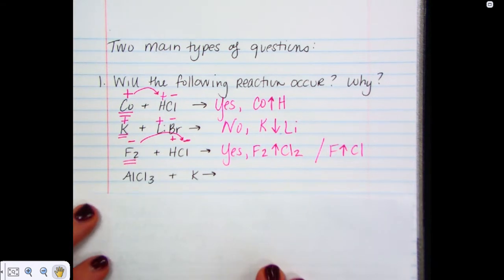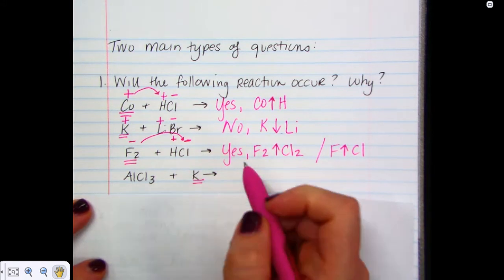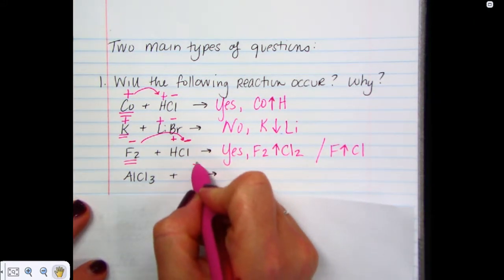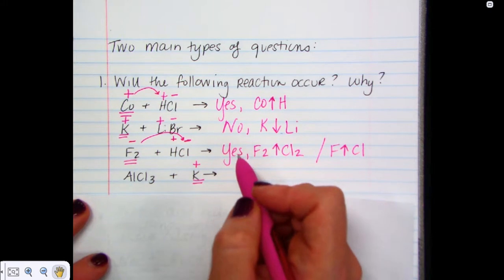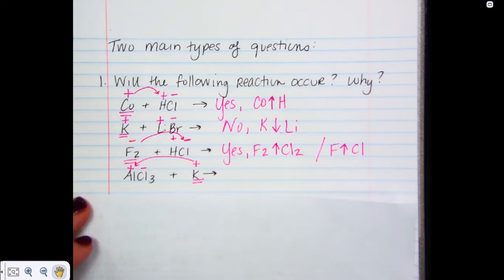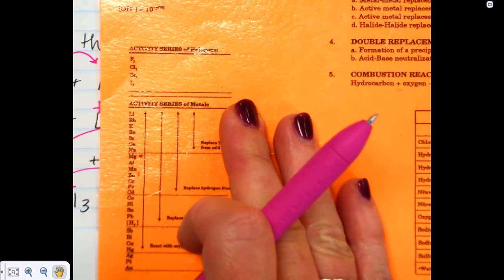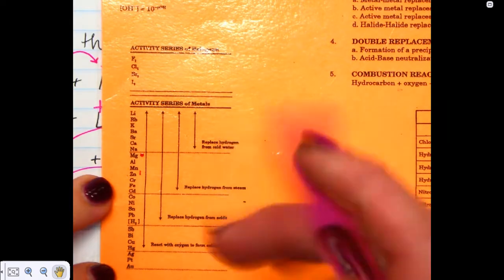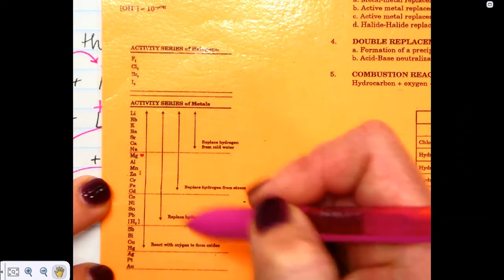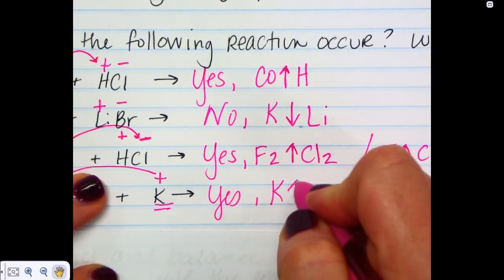All right, last one. Who's my single element? It's potassium, right? It's the thing that's not paired with something. What's the charge of potassium? It's positive. Who's it trying to replace? The aluminum, which is also positive, right? Positive replaces positive. So let's look at our list. Where is potassium in relation to aluminum? So potassium, there we go. Potassium is right here. Aluminum is right here. So potassium is above aluminum. So will this work? Yes. Why? Because K is above Al.